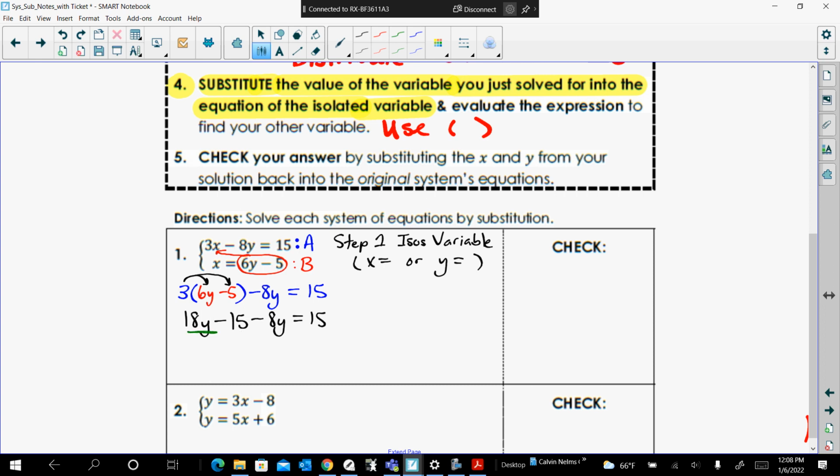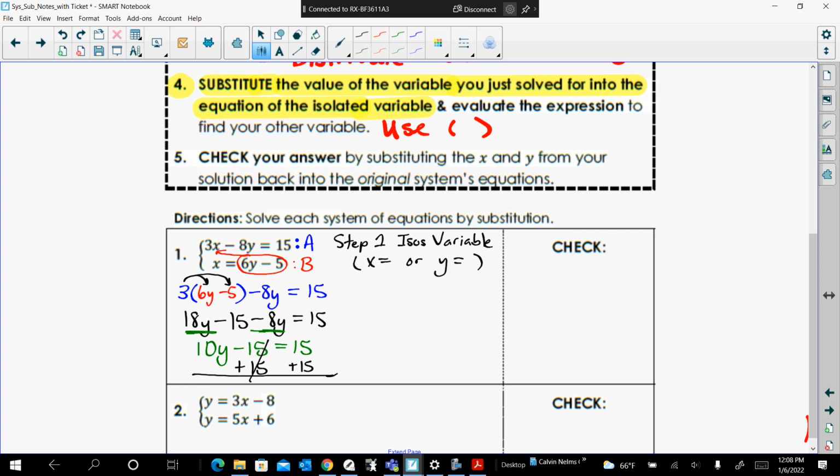Combine the like terms, the 18y minus the 8y. So how many y's are we going to have? 10. So 10y minus 15 equals 15. To isolate and solve for the y, you're going to add 15 on both sides.